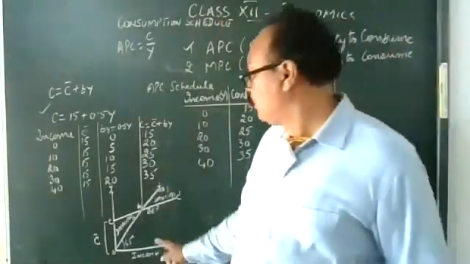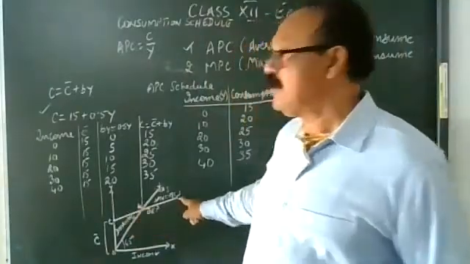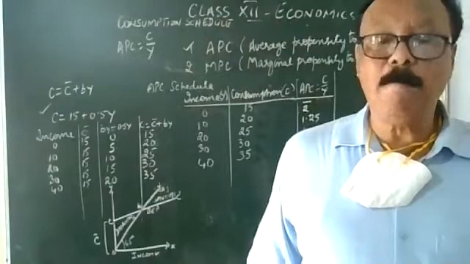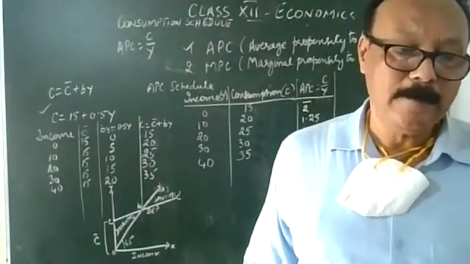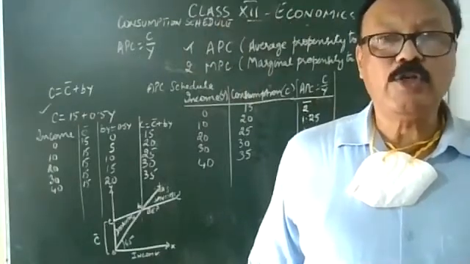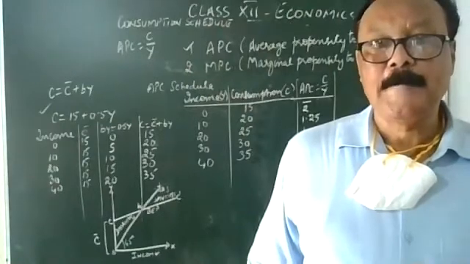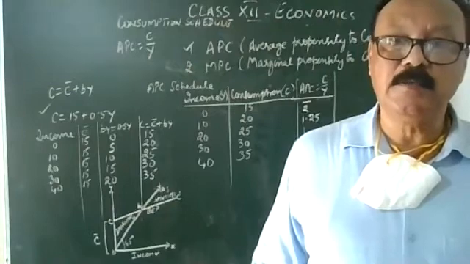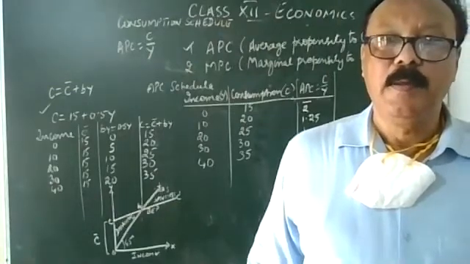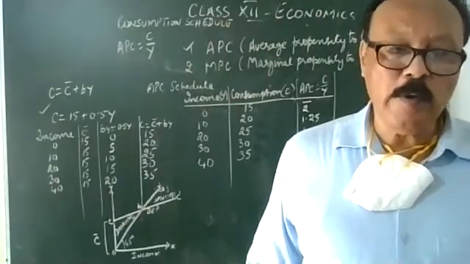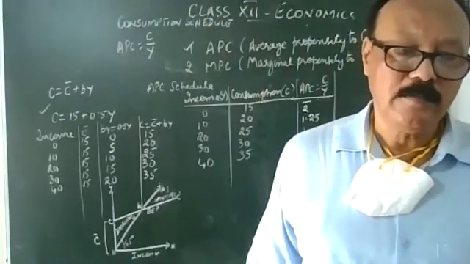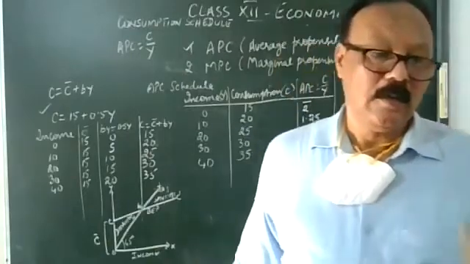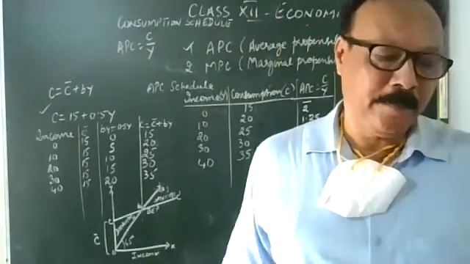Third observation, the C dash curve has a positive slope, which shows that as income rises, consumption will also rise, but in less proportion.